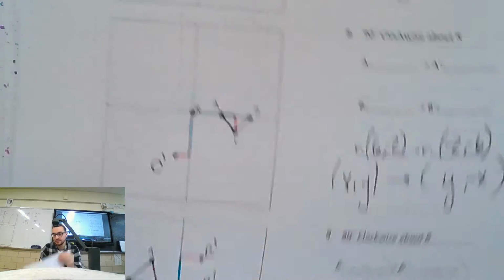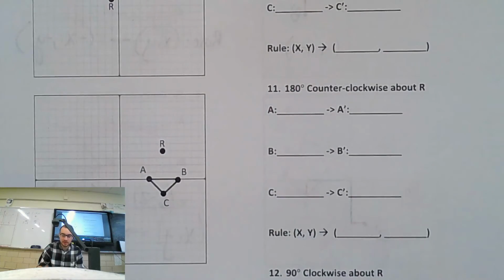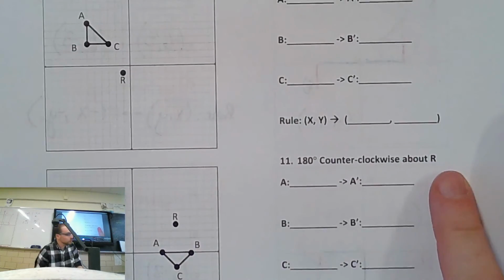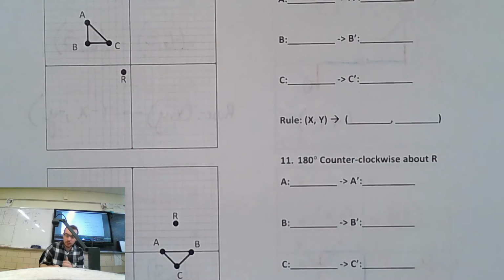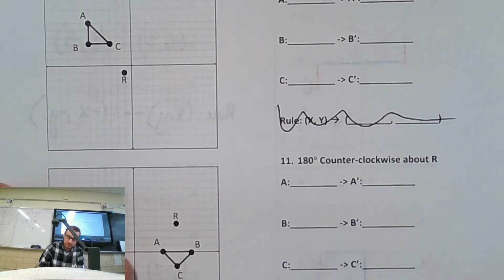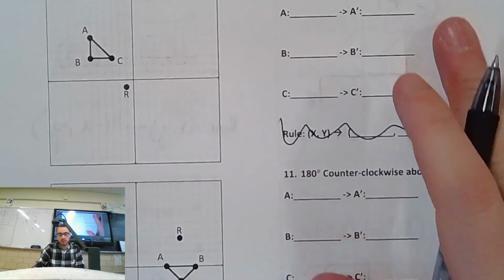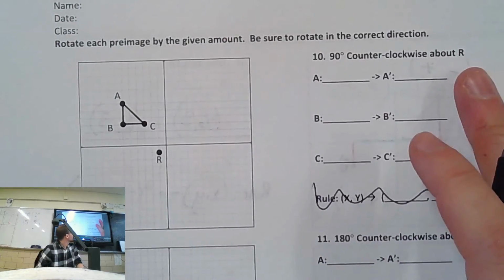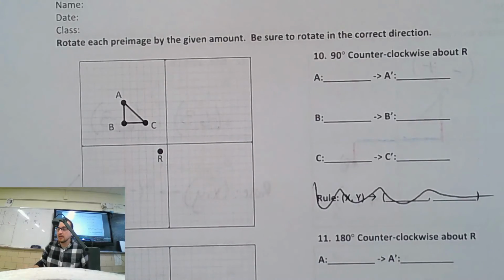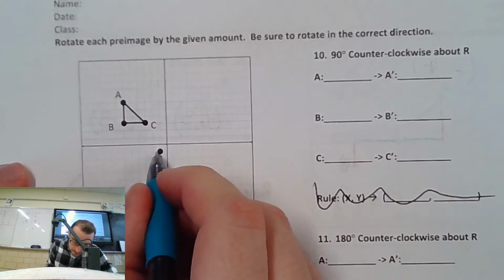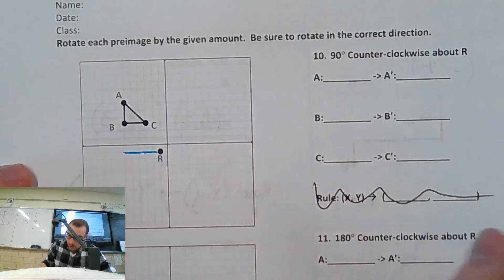Last page. Same stuff, except we're not going about the origin. Yeah, I did delete the wrong rule. So cross out the rule for number 10, 11, and 12. We're not going to worry about that. My bad. I crossed it off, or deleted it from the wrong page. Let's do number 10. R isn't on the origin anymore. No big deal. All we do is draw our L from wherever R is.